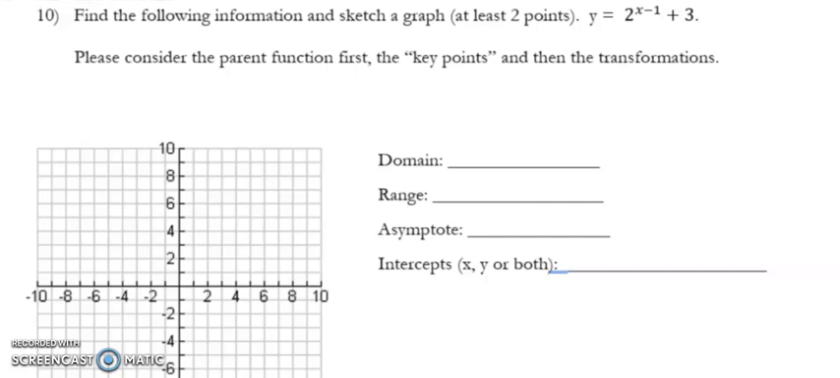All right, on to the second page, number 10. Find the following information and sketch a graph, at least 2 points, of the equation y equals 2 to the x minus 1 plus 3. Consider the parent function, key points, and then transformations.